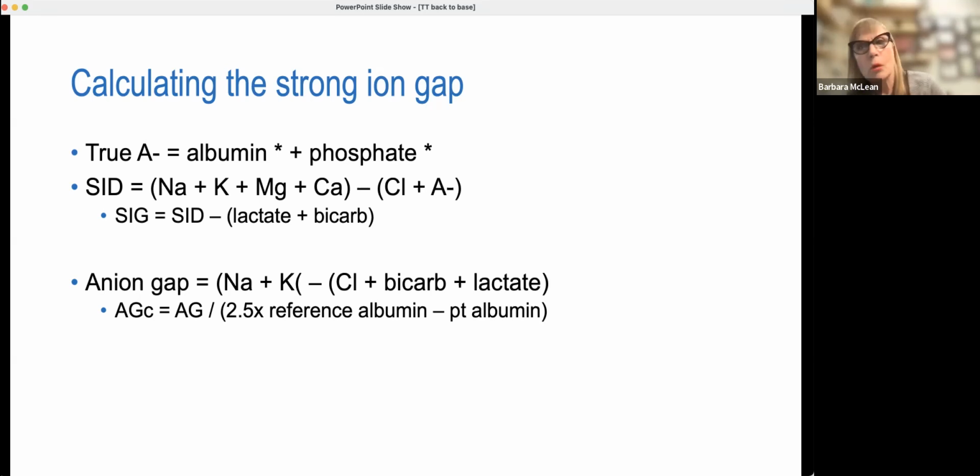The anion gap is one of the most important tools that you can use, particularly if you don't have a blood gas and you can't look at a base. It's going to give you really great information.